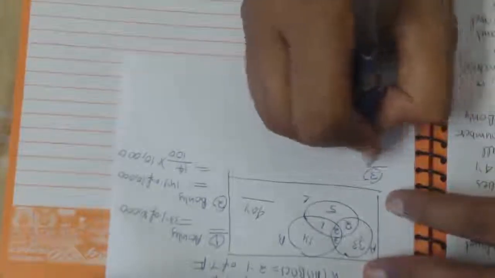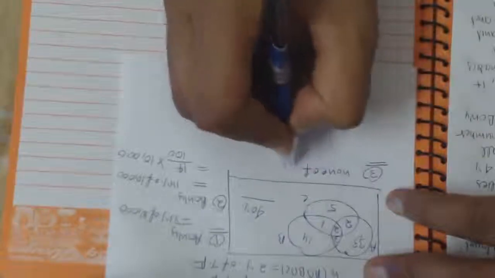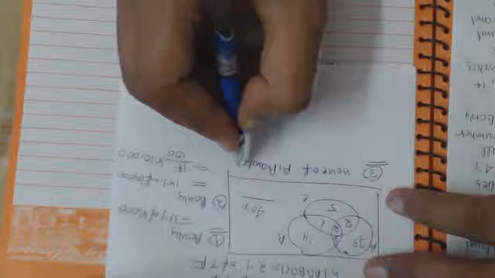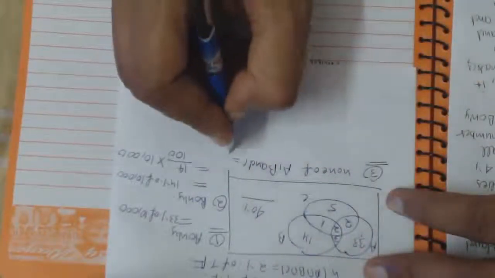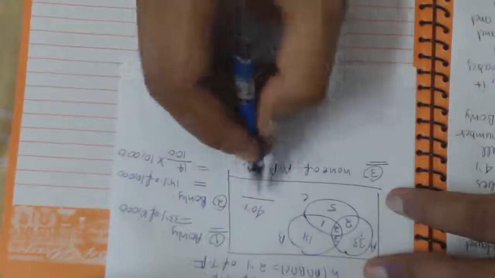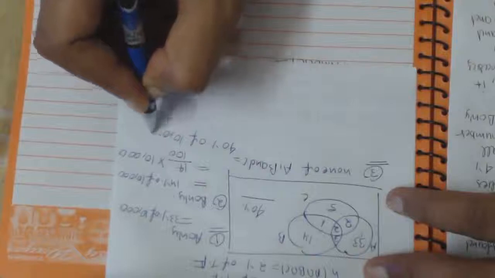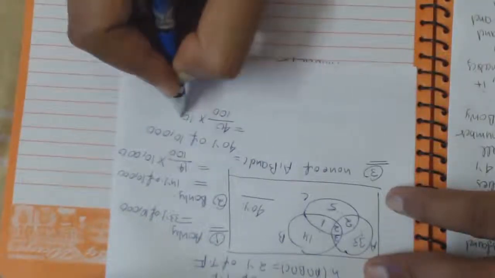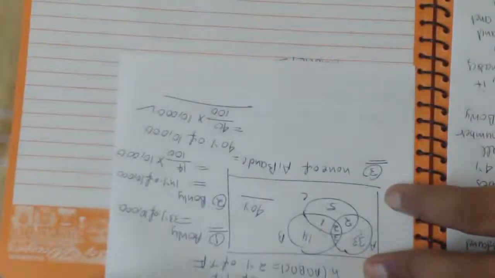Now the third thing is none of A, B and C. They are asking for none of A, B and C. So when we remove A, B and C from the total, it comes out to 40% of 10,000. That is 40 upon 100 of 10,000. Concept is clear? Okay.